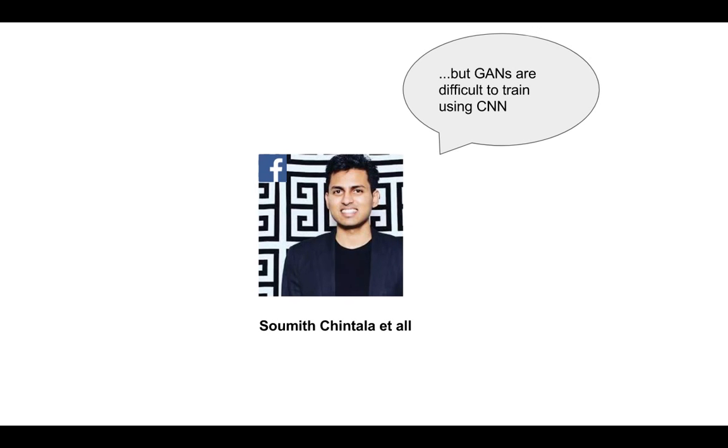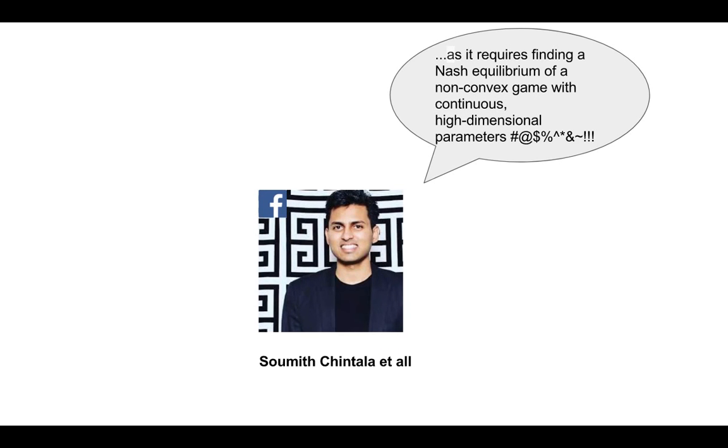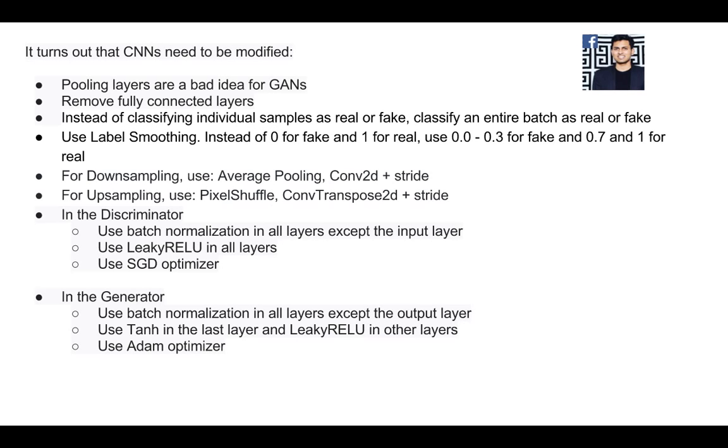But the Facebook guys found that GANs are difficult to train using CNNs, as it requires finding a Nash equilibrium of a non-convex game with continuous high-dimensional parameters. What a mouthful. Okay, so they played with it and found that CNNs can be modified. They found that pooling layers are a bad idea for GANs, and that you need to remove fully connected layers. Instead of classifying individual samples as real or fake, classify an entire batch as real or fake.